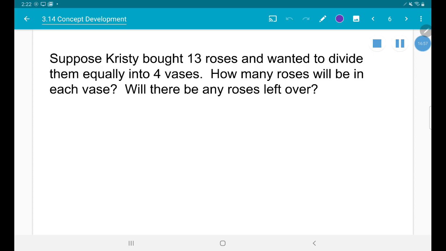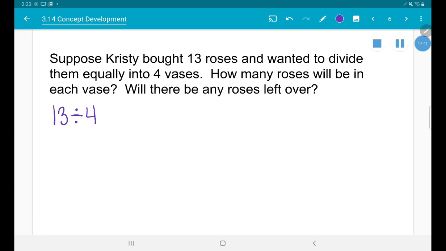Suppose Christy bought 13 roses and wanted to divide them equally into 4 vases. How many roses will be in each vase? Will there be any roses left over? So I'm seeing everybody's written out a division problem. What does your division equation say, Daniel? 13 divided by 4. How did you come up with that? Because there's 13 and you have to put them into 4 different groups.